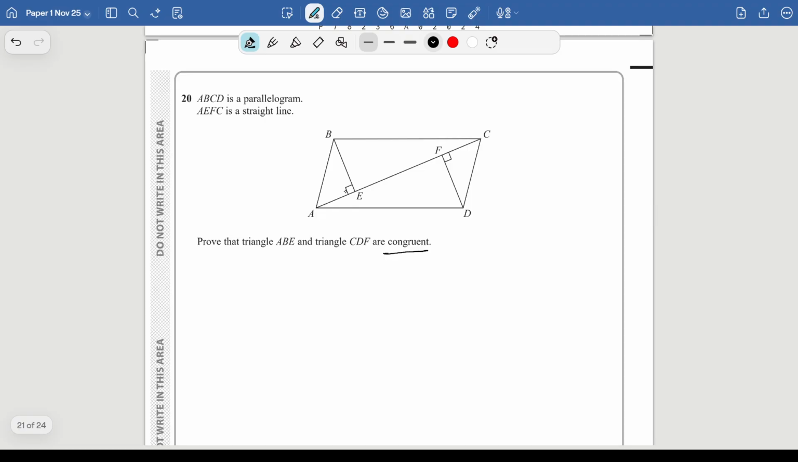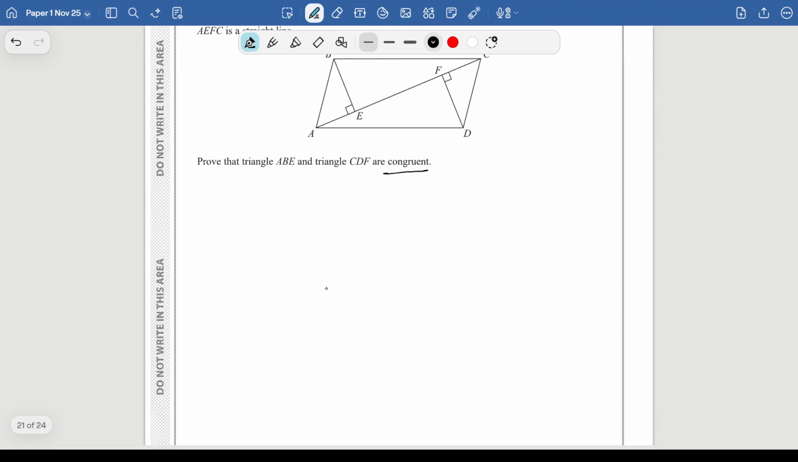Here we see these two angles are 90 each. So we can write that for triangle ADE, the angle AED equals the angle DFC. They both are 90 degrees. That is given in the question.